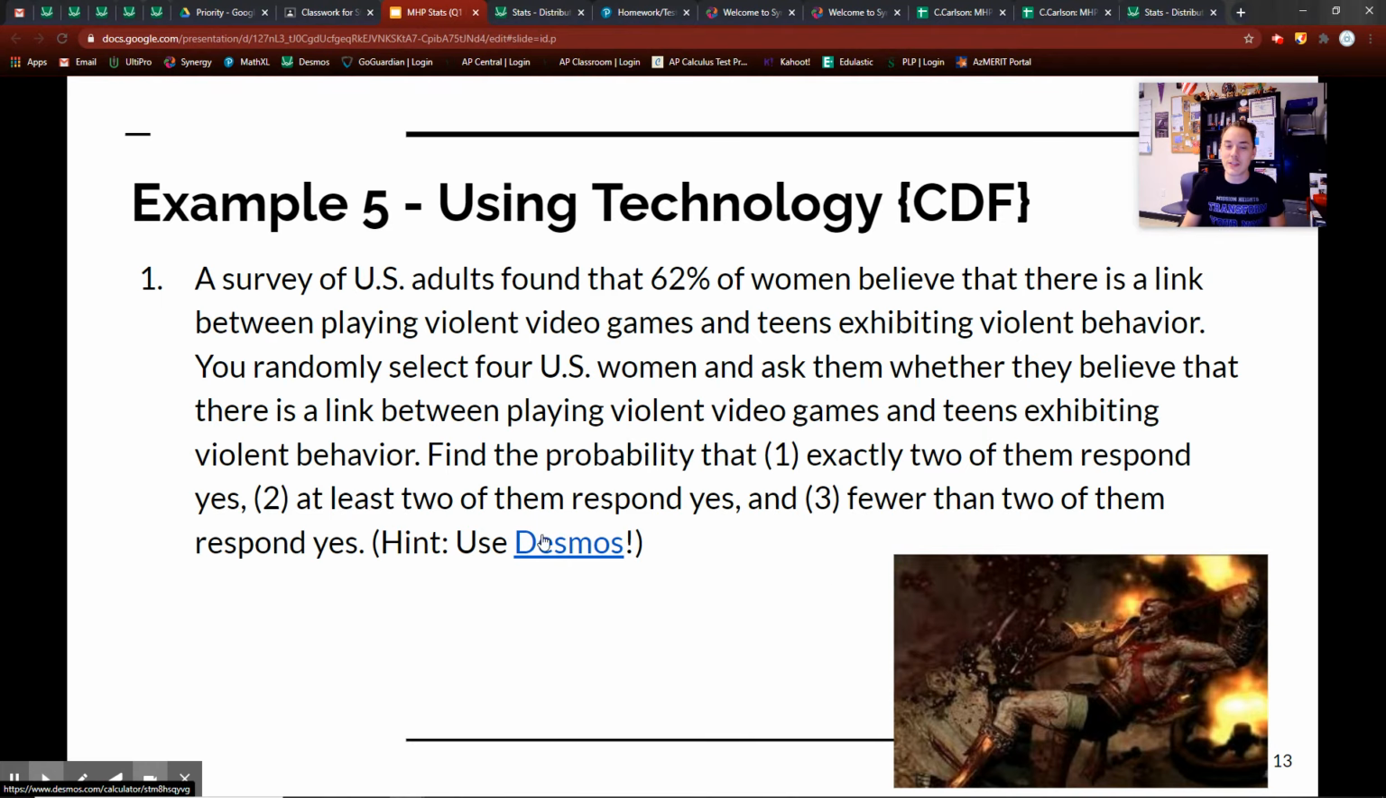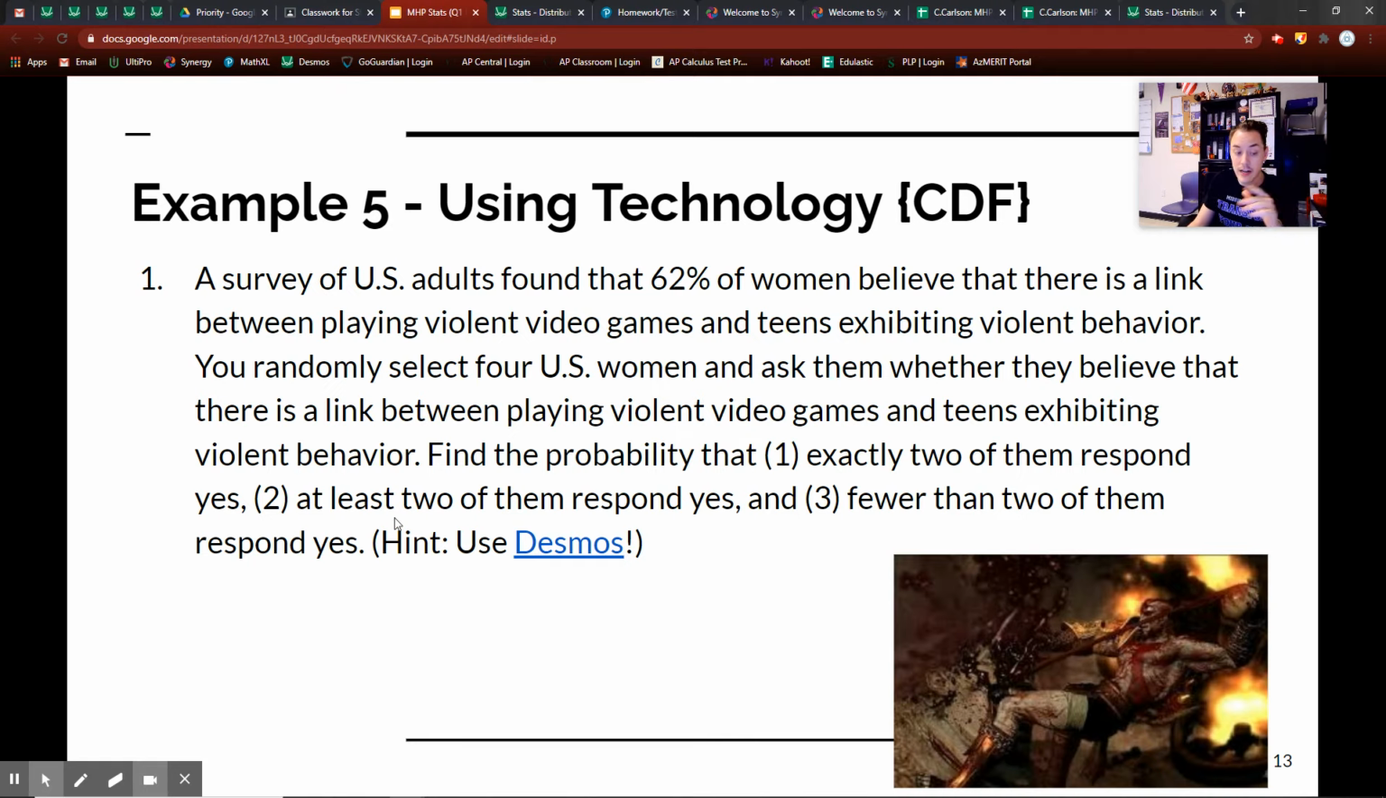So, a survey of US adults found that 62% of women believe that there is a link between playing violent video games and teens exhibiting violent behavior. You randomly select 4 US women and ask them whether they believe that there is a link between playing violent video games and teens exhibiting violent behavior. Find the probability that exactly 2 of them respond yes, at least 2 of them respond yes, or fewer than 2 of them respond yes.